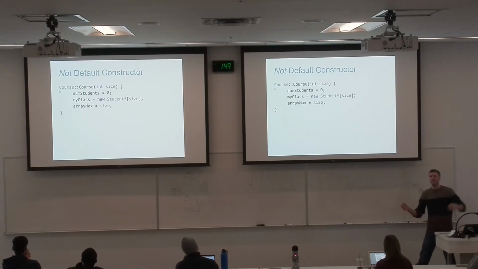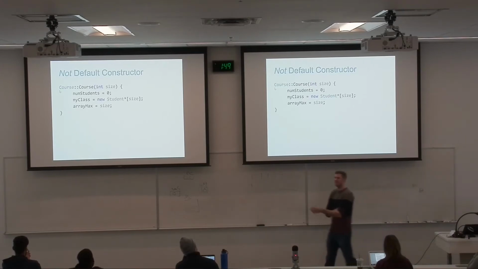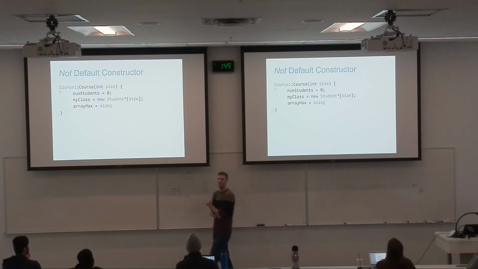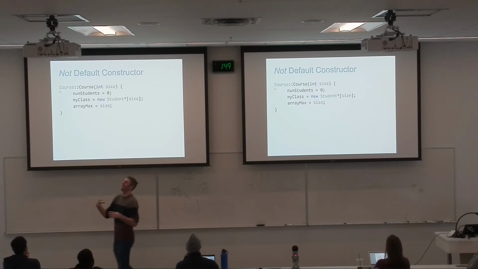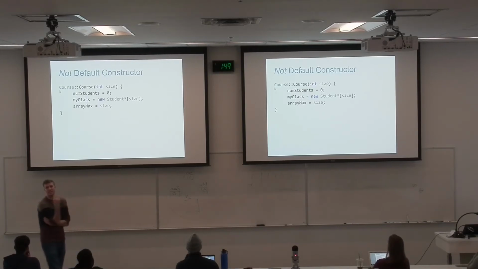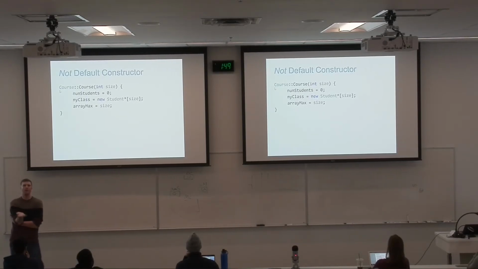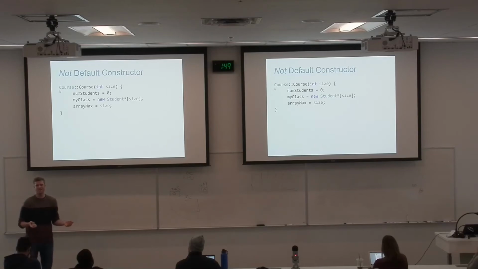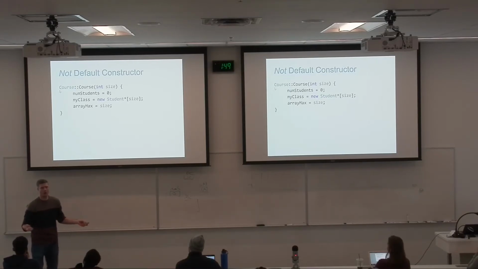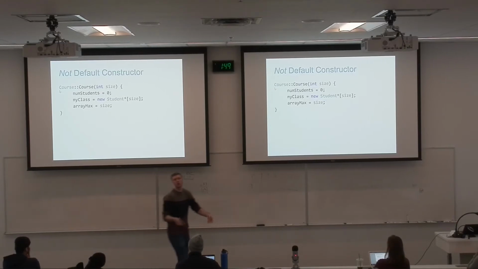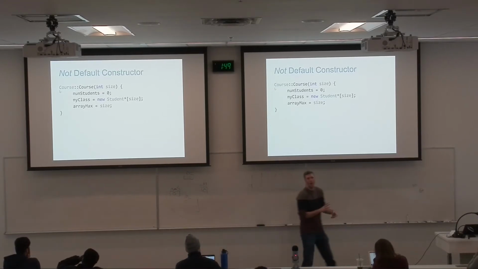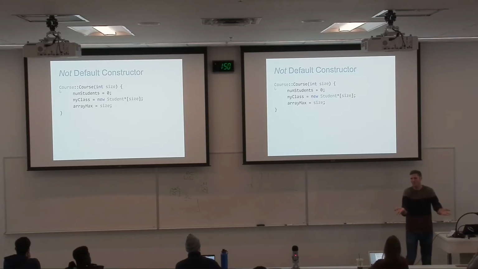Here's my not default constructor. It's very simple, a little different. Well, I know the default capacity was 10, but what if I know I've got a class of 100 students? Do I want to create an array of size 10? No, I'm going to run out of seats real quick. So I'm going to have the option to create one where I can specify how big that array will be. Does that seem reasonable?